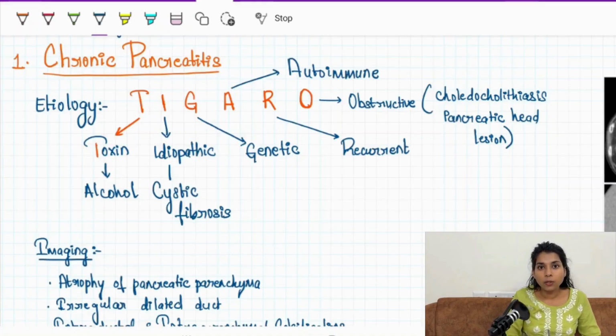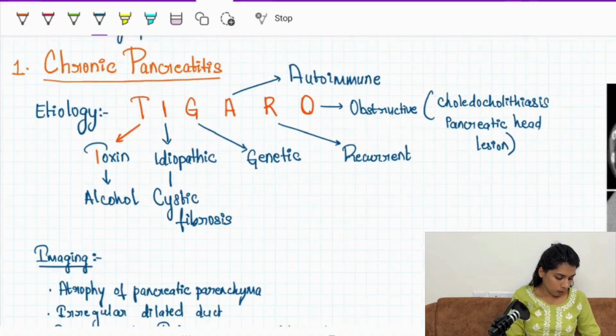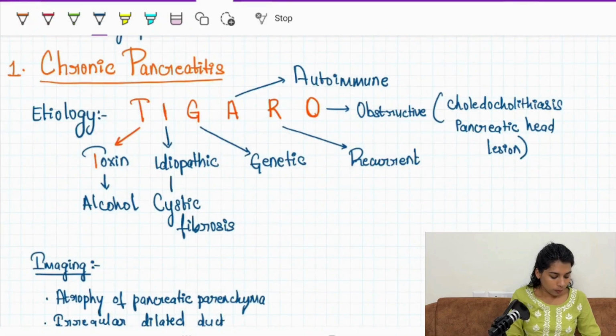Hi guys, today we'll discuss the topic of chronic pancreatitis. Starting with the etiology of chronic pancreatitis, it is remembered with the mnemonic TIGAR-O, where T stands for toxins such as alcohol, I is idiopathic like cystic fibrosis, G stands for genetic factors, A is autoimmune pancreatitis, R is recurrent acute pancreatitis, whereas O stands for obstructive conditions like cholelithiasis or a pancreatic head mass.